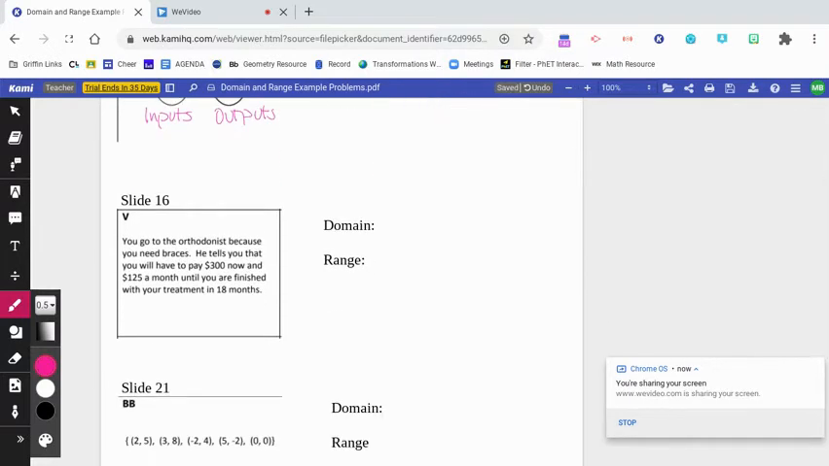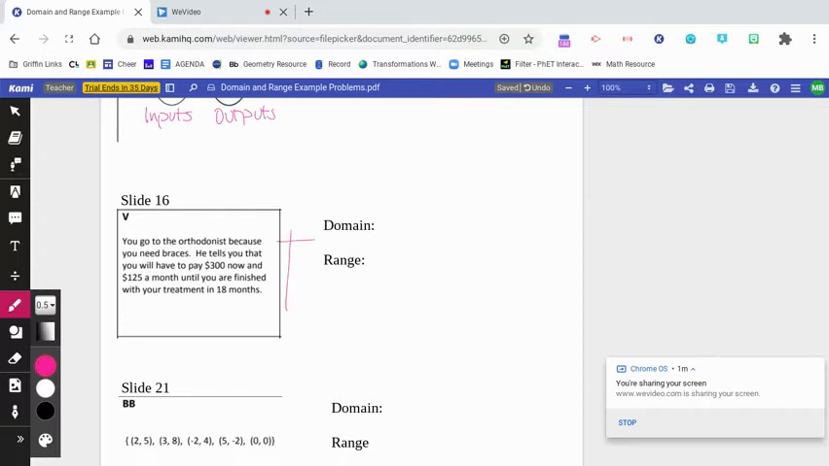Next, we have a word problem. It says you go to the orthodontist because you need braces. He tells you that you will have to pay $300 now and $125 a month until you're finished with your treatment in 18 months. So before I identify the domain and range, I'm going to make a table of data to help me organize my information.